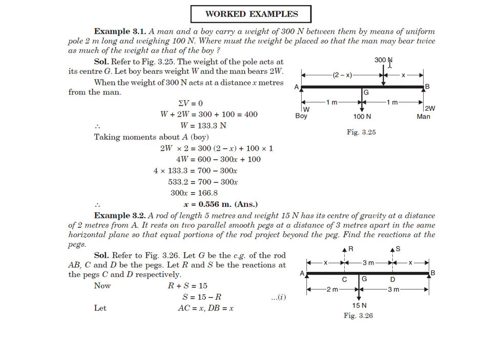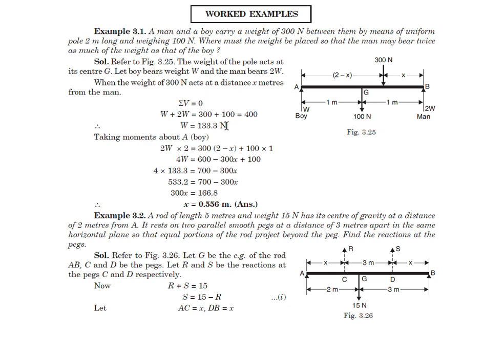Now assuming that the distance of this 300 Newton force is at a distance of x from point B, we can solve this problem by first resolving the forces vertically. Assuming that the reaction, that is the support which is given by the boy, is W, and that given by the man is 2W, the total sum of the forces which are acting upwards is W plus 2W, which is to be equated with the 100 and 300 Newton. In this way we can find out the value of W.